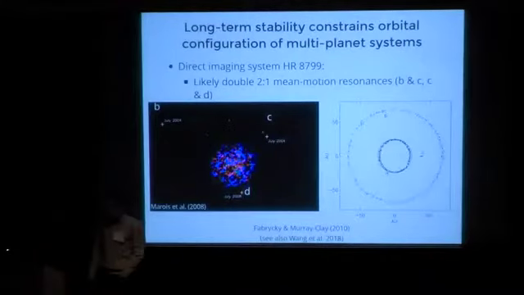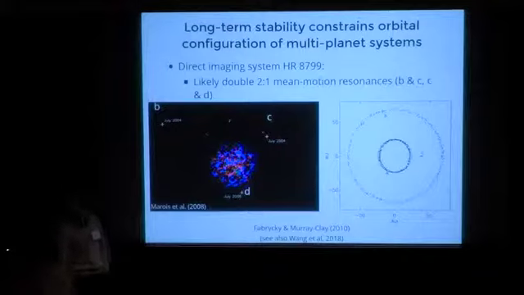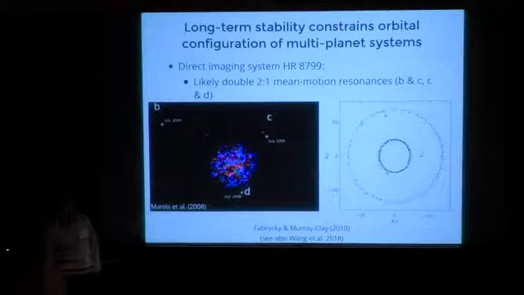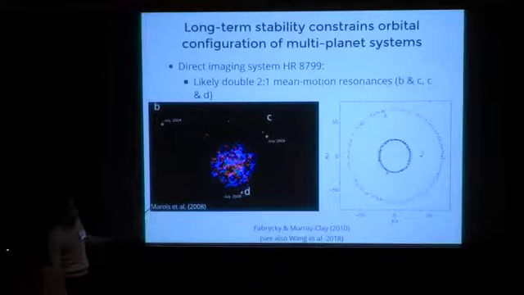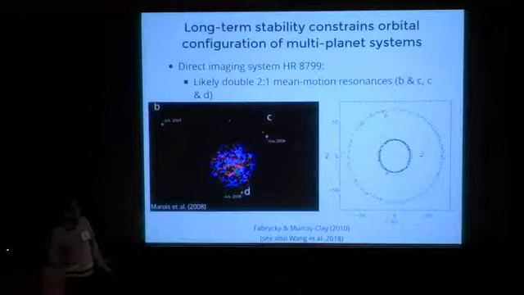So a lesson we learned from direct imaging, or radial velocity and transit as well, is that for multiplanetary systems in particular, you can use stability to constrain their orbits. So this is a work done by Ruth and Dan Fabrycky a few years ago for the direct imaging system HR 8799. Back then, there were only 3 planets found, but later on there was another one. What they found is that in order to keep this whole system stable, more likely the 3 planets, B, C, and D, are in a doubly 2-to-1 mean motion resonance.